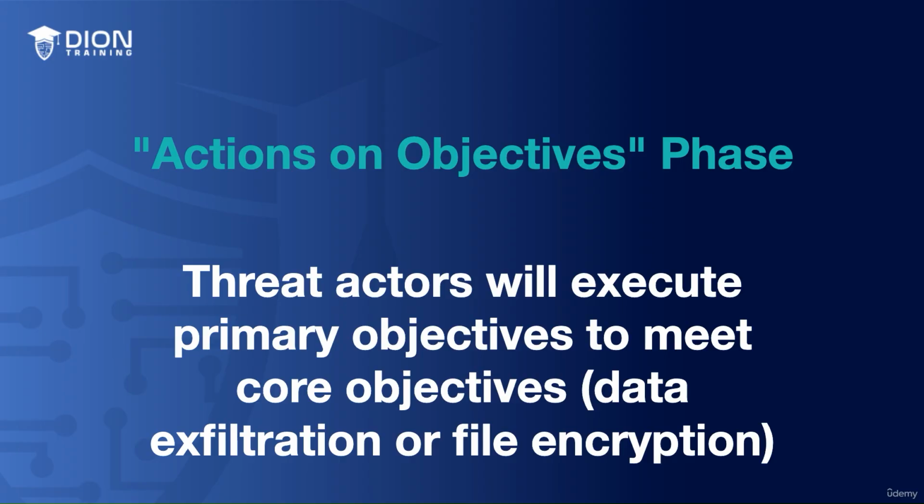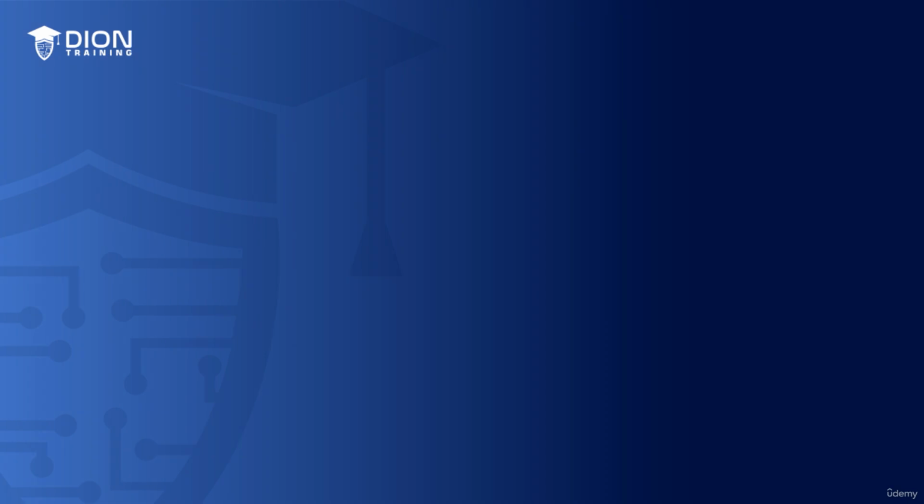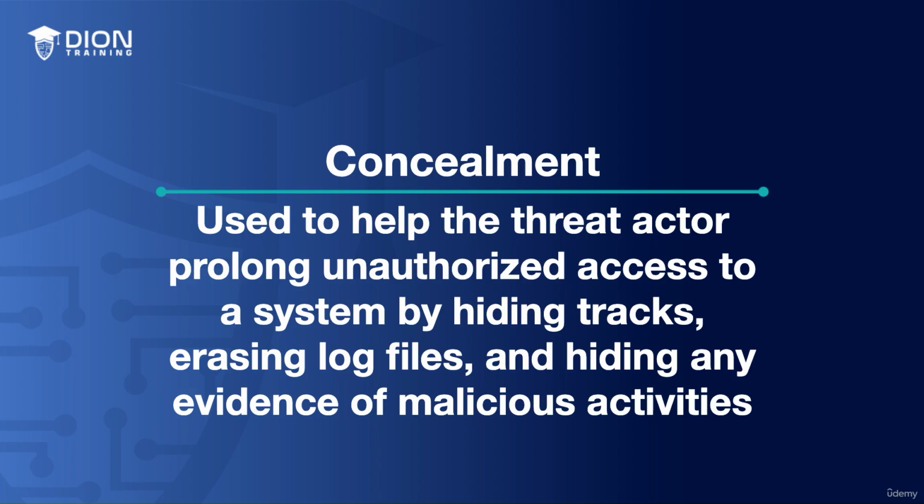Now, once they've established a stronghold, the threat actor will then transition into the action on objectives phase of their attack. During this phase, the threat actor will execute their primary objectives, whether that's data exfiltration, file encryption as part of a ransomware attack, or any other malicious activities that might help them meet their core objectives. Now, once stage 1 and stage 2 malware has been installed and utilized, the final step of their attack is to conduct concealment. Concealment is going to be used to help threat actors prolong their unauthorized access on your systems by hiding their tracks, erasing log files, and hiding any evidence of their malicious activities up to this point.